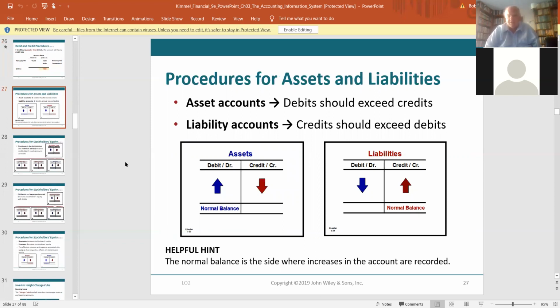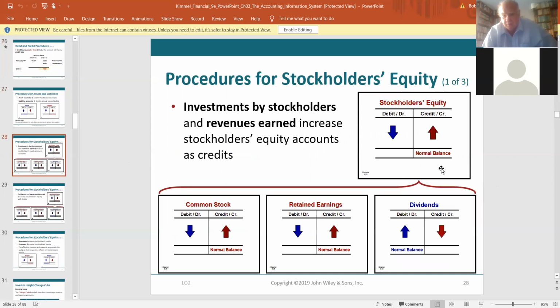Notice that assets increase with the debit. Therefore, liabilities would have to decrease with the debit. So assets go up with the debit, liabilities go up with a credit, and so does stockholders' equity overall. Common stock goes up with a credit. Retained earnings with a credit. Dividends go up with a debit.